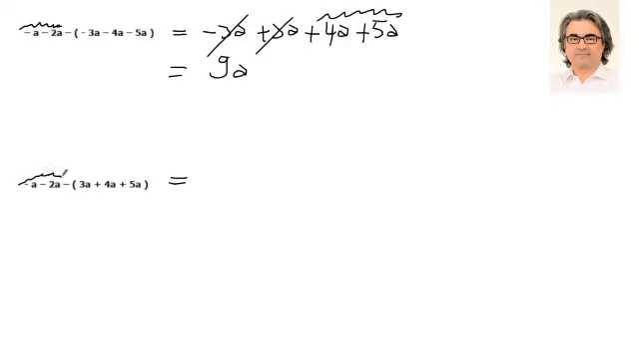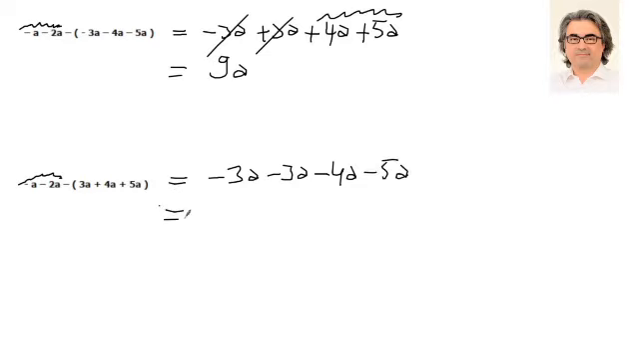Minus a minus 2a. Again, the same, minus 3a. After that, I reached a parenthesis having a minus sign in front of it. So to remove the parenthesis, I should change the sign of each term in the parenthesis. Plus 3a becomes minus 3a. Plus 4a becomes minus 4a.